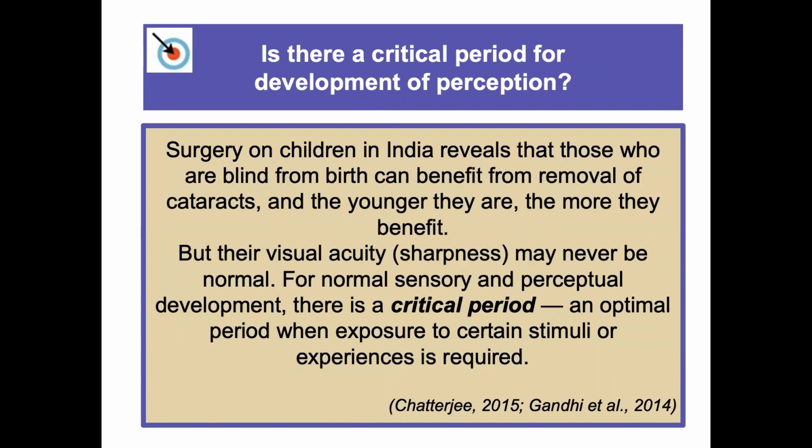Is there a critical period for the development of perception? A critical period meaning, is there a specific age that you need to be able to develop that perception for it to be able to occur? Surgery on children in India reveals that those who are blind from birth can benefit from removal of cataracts. And the younger they are, the more they benefit. But their visual acuity, which is sharpness, may never be normal. For normal sensory and perceptual development, there does appear to be a critical period, which is an optimal period when exposure to certain environmental stimuli or experience is required for that specific component to develop appropriately.